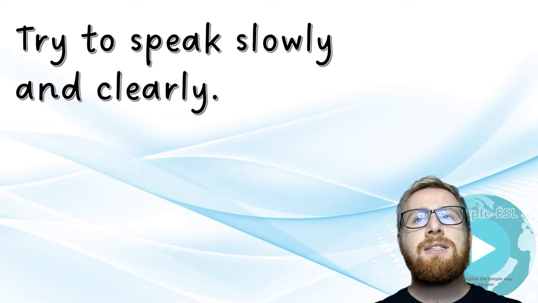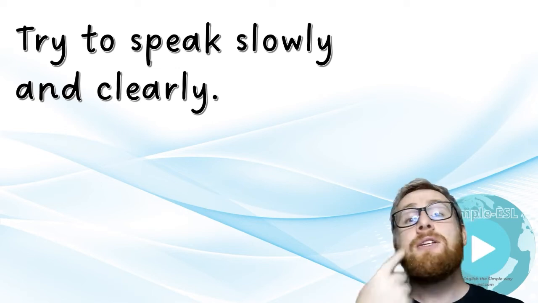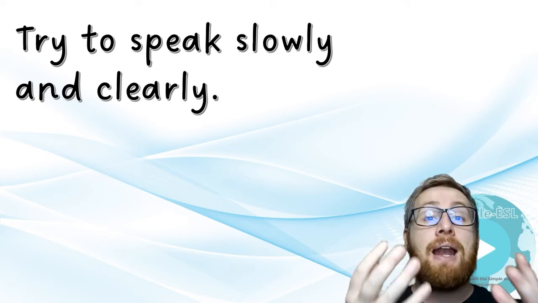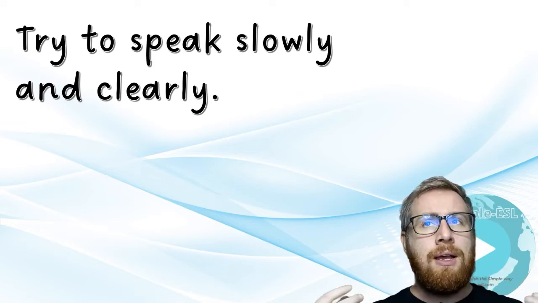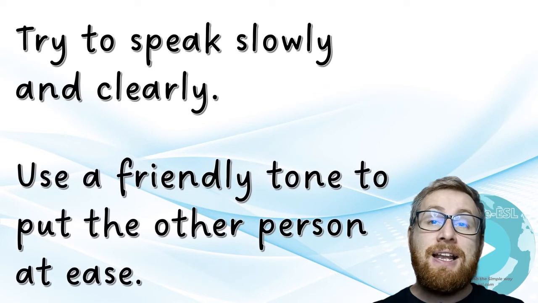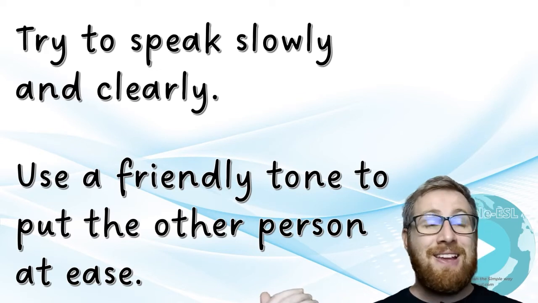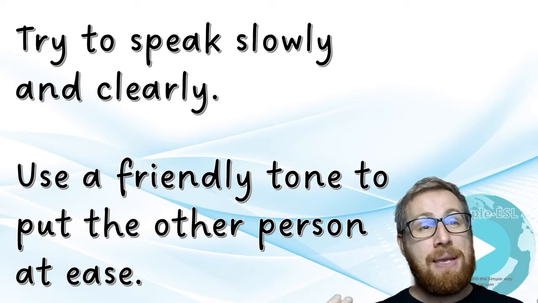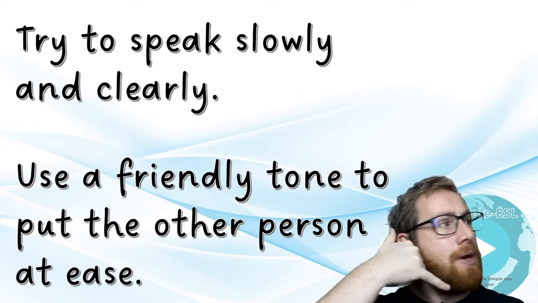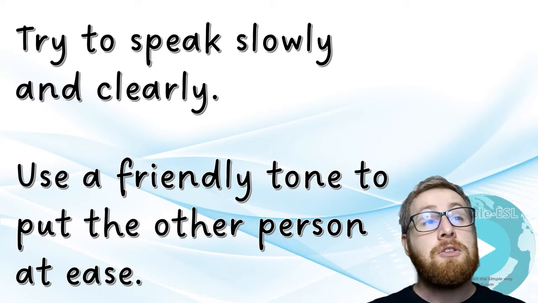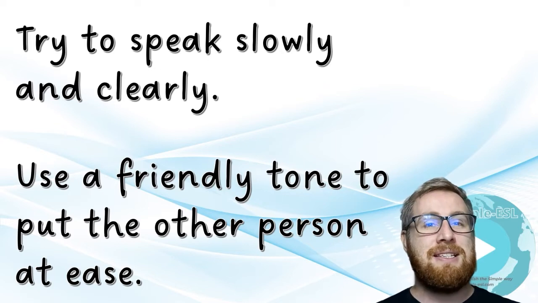You should try to speak slowly and clearly. If we're talking to someone on the phone, we don't have the benefit of seeing mouth and hand movements. It can be difficult to pick up on tone. So speaking slowly and clearly can help. And we can try to use a friendly tone. If you're smiling as you're talking, it sounds happier, to put the other person at ease. It's odd to talk to someone and not be able to see them. So speak slowly and clearly, with a friendly tone to put the person at ease.